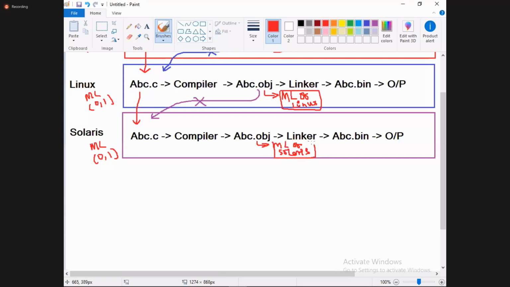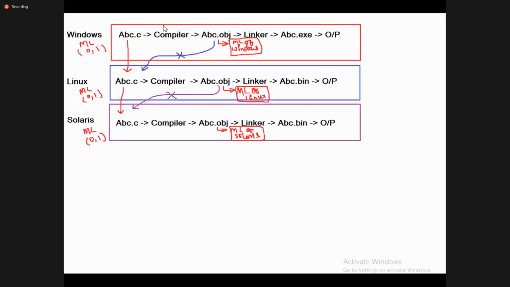Everyone understand? Then what must you answer to the interviewer? Why are C and C++ programs platform dependent? Why can they not execute in a different operating system? Simple reason: the compiled code of the C program contains machine language of the current operating system whose format is not understandable to another operating system. Okay, that's why it cannot be understood.